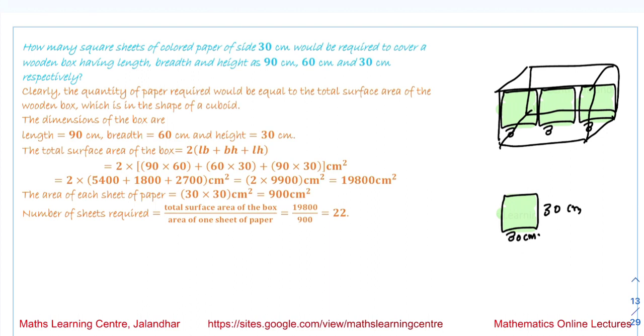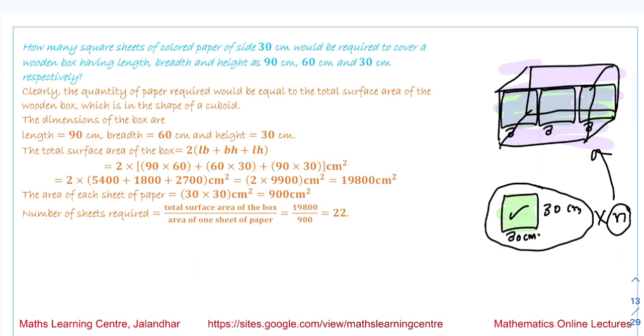So it means we have to calculate the total surface area of this box, and the area of this square sheet of paper. So how many papers will be used: if we multiply the area of this square sheet of paper with the number of sheets required, that should be equal to the total surface area of this box. So what is the area of this square sheet of paper? It is 30 centimeter into 30 centimeter, that is equal to 900 centimeter square.